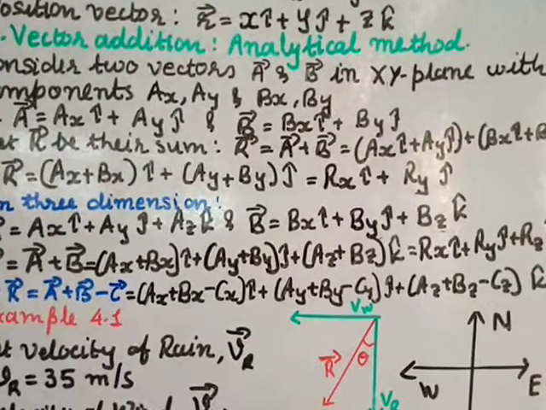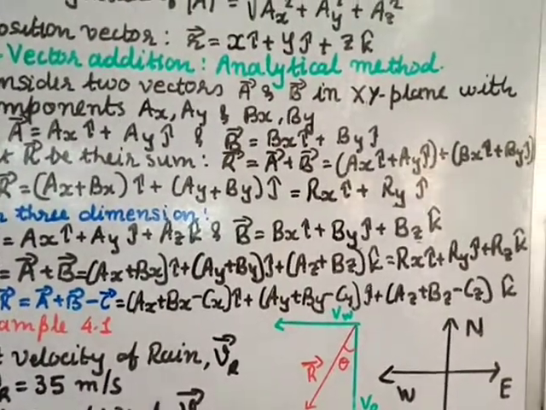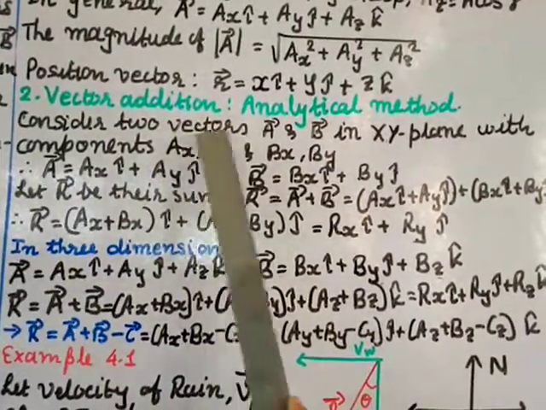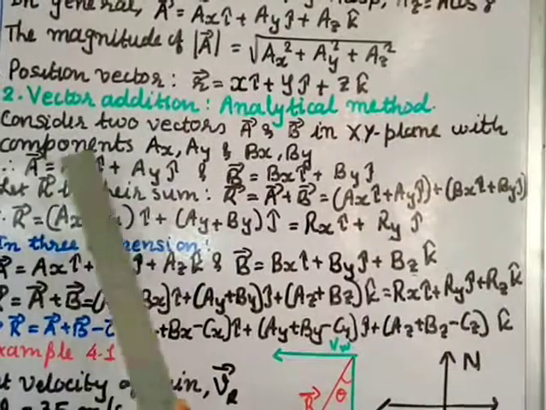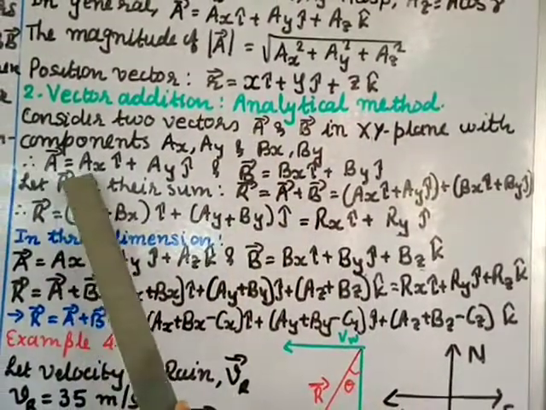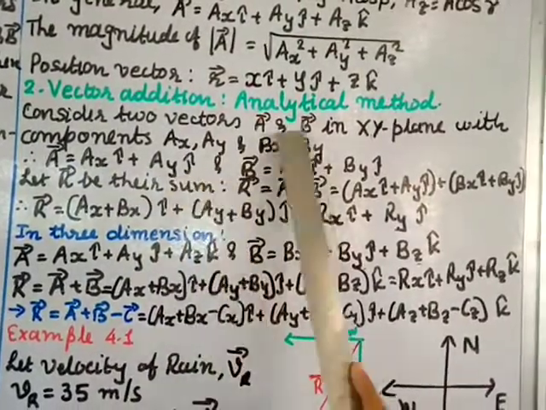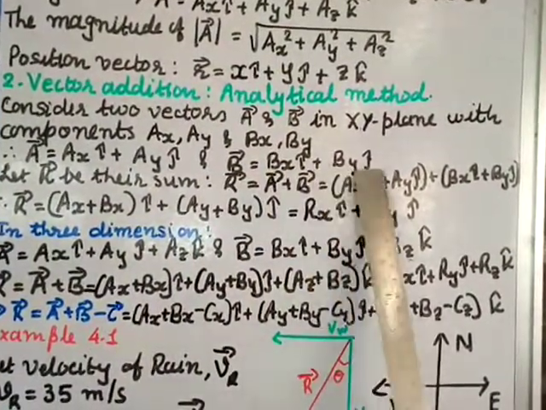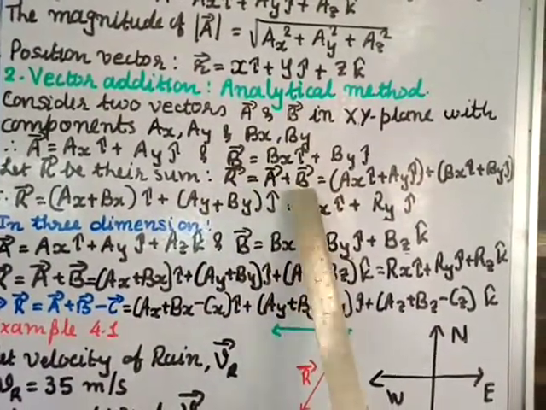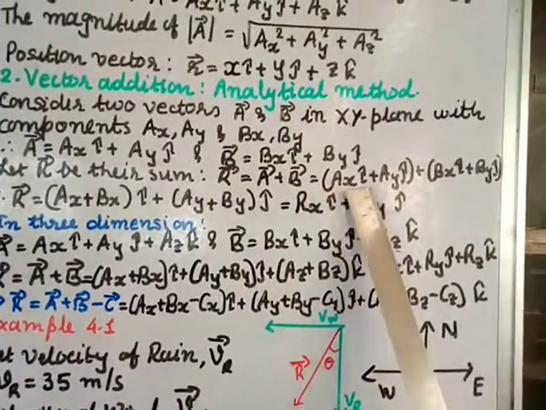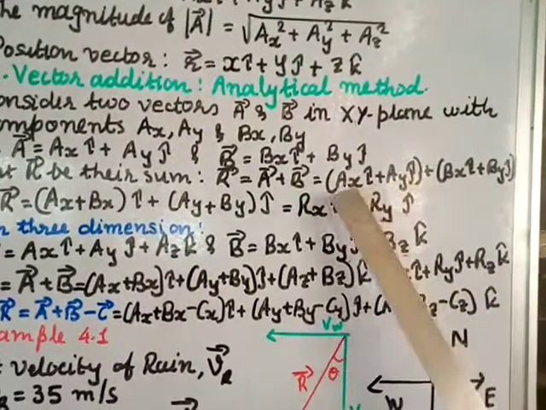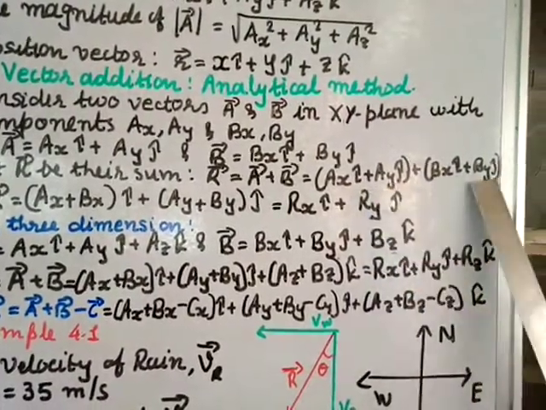Vector addition, analytic method. We have done the graphical method. Now we will do vector addition by the analytic method. Consider two vectors a and b in the xy plane with components ax, ay and bx, by. Then we can write vector a as ax i cap plus ay j cap and vector b as bx i cap plus by j cap. Let r be their sum. So vector r is equal to vector a plus vector b. Put vector a value, ax i cap plus ay j cap, plus vector b, bx i cap plus by j cap. Now the i components you have to add and the j components you have to add.